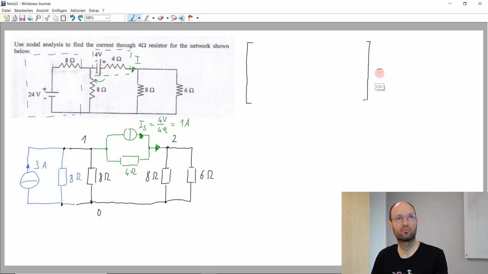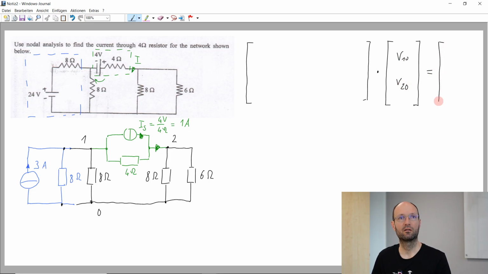and we have this matrix of the coefficients, this multiplied with the unknown nodal voltages V10, V20 gives the known sources. And so now we can check at node 1. The resistors that are connected at node 1 are this, this, and this. So here we have 1 over 8 plus 1 over 8 plus 1 over 4. The unit everywhere is Siemens.